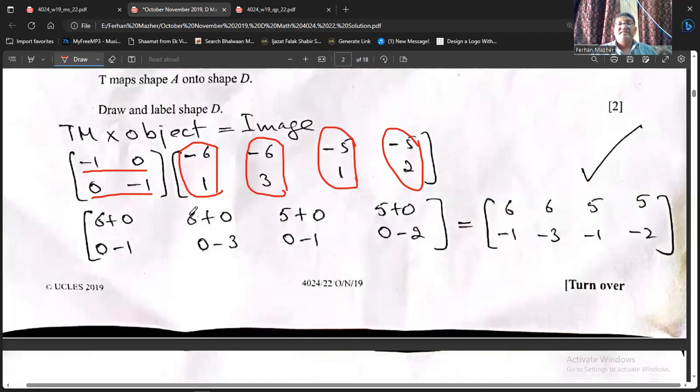So 6 plus 0, that is 6. 6 plus 0 is 6. 5 plus 0 is 5. 5 plus 0 is 5. 0 minus 1 is -1. 0 minus 3 is -3. 0 minus 1 is -1. 0 minus 2 is -2.